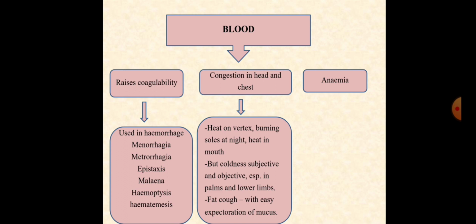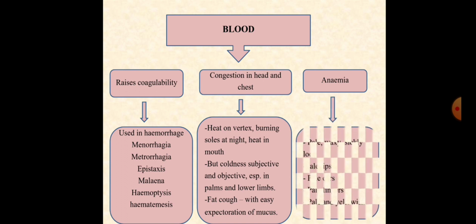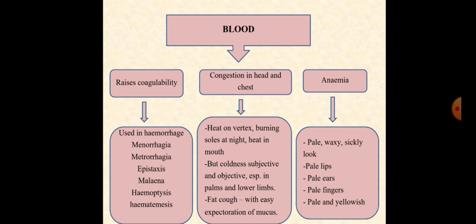So this is because of the congestion in the chest. Next is anemia. Because of anemia, we know the person will have a pale, waxy, sickly look, pale lips, pale ears, pale fingers, pale and yellowish skin.